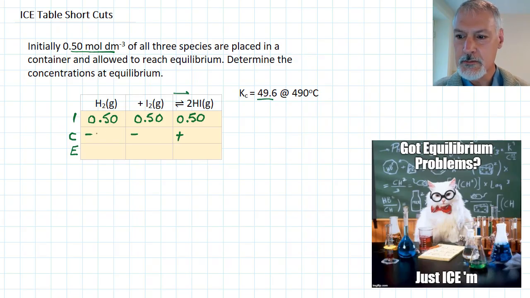I'm going to introduce the variable x to represent what the change is in hydrogen, and that means that iodine, in a 1-to-1 ratio, must change by the same amount. Hydrogen iodide, which is a 1-to-2 ratio, must change by twice that amount. So at equilibrium, I have these expressions.